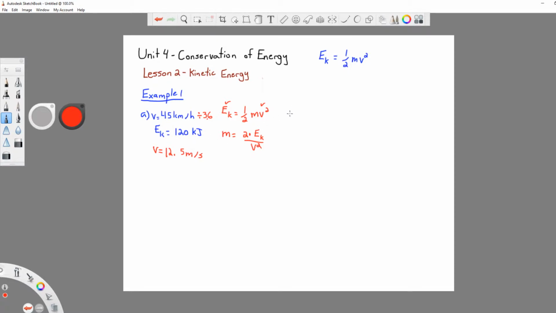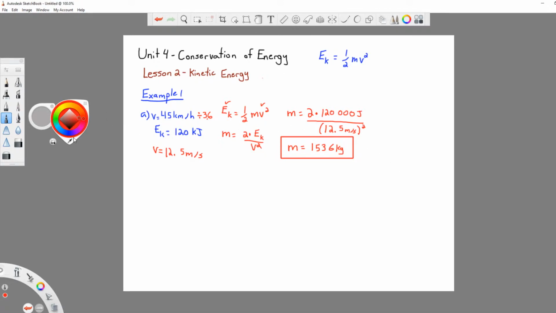Let's plug these numbers in. Mass is equal to 2 times kinetic energy in joules. So it's 120 kilojoules, which works out to 120,000 joules, divided by our velocity squared, so 12.5 meters per second squared. And we get a mass value of 1,536 kilos. It's a fairly hefty object. I'll put units on it: this is kilograms. That is part 1 of example 1.